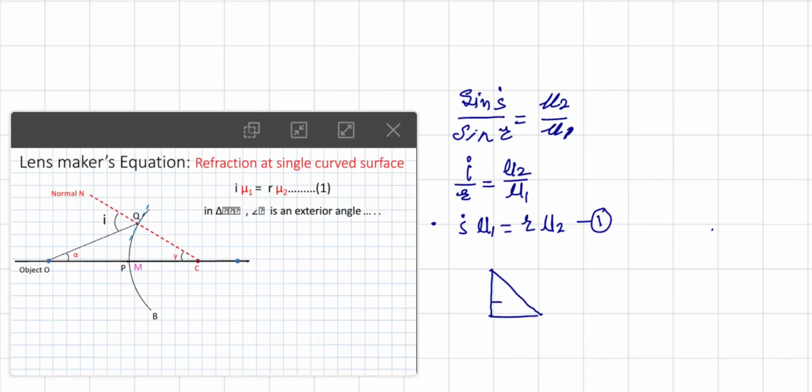So we can know this is 90 degree. Suppose I extend another line. So this angle is called an exterior angle in any triangle. You can extend in this direction, and also in this direction, anywhere. So this is the exterior angle.